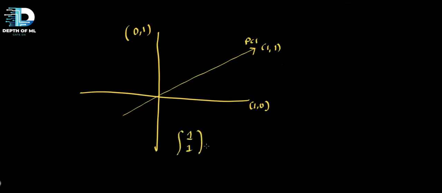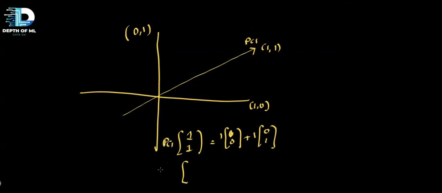Let me redo this again here in a better way. This is my first dimension. These are my original features. Now suppose this was my principal component, PC1, and say this is 1, 1. So what is 1, 1? It is nothing but 1 times 1, 0 plus 1 times 0, 1. So both of my features are contributing equally to this new principal component. These are equal contributors, so they're equally important.